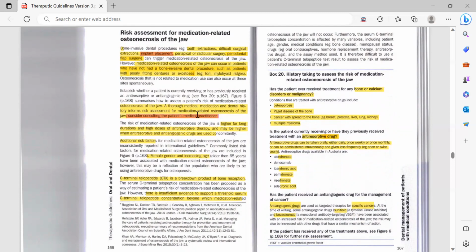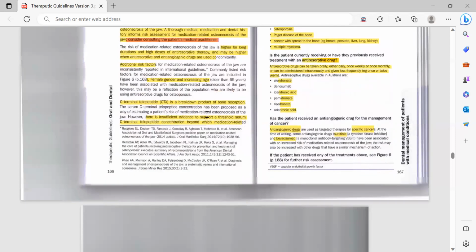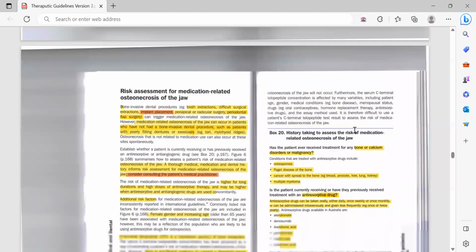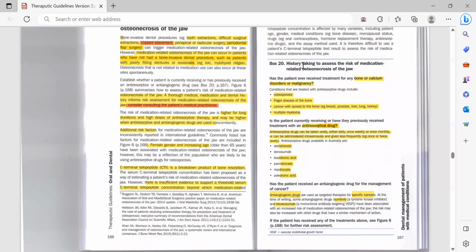Now they only rely on medication history and the dental history, which we will read in this figure in a few minutes. Okay, so first we need to start with the history. History taking to assess the risk of medication-related osteonecrosis of the jaw. First you need to find out if the patient has ever received any treatment for any bone or calcium disorders or any malignancy. So you need to ask the patient: have you ever got any treatment for any bone-related cause, calcium deficiencies, or malignancy?